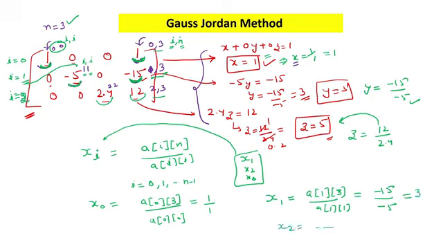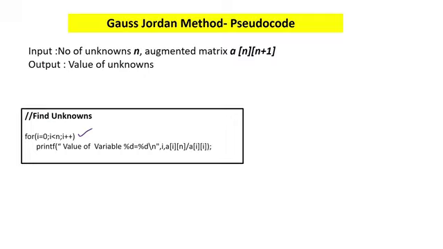I think by this discussion, you are now able to write the code for finding this unknown value. We can simply run a loop from I equal to 0 to I less than n, and then we can print the value of the unknown. So here I have said a i n divided by a i i. This will be the value of the unknowns, like the value of variable 0 is equal to this result, the value of variable I equal to 1, this result.